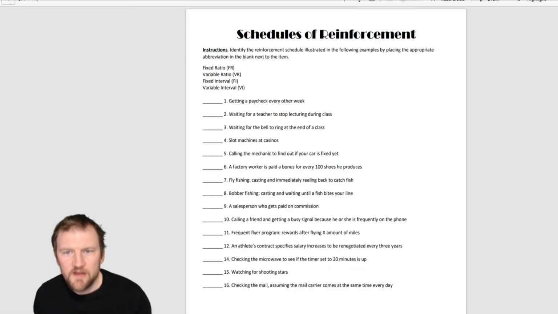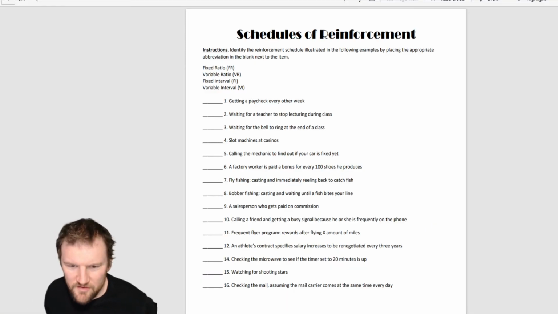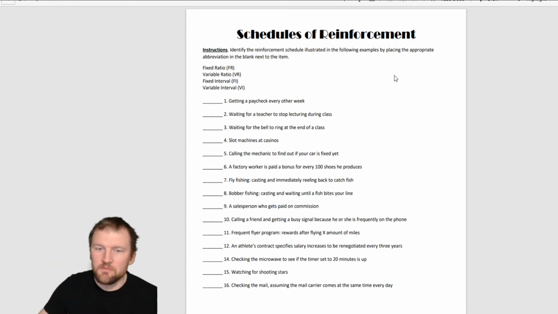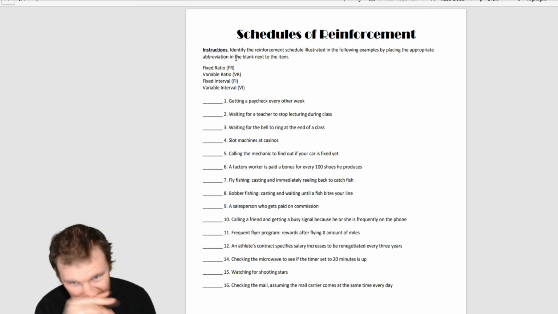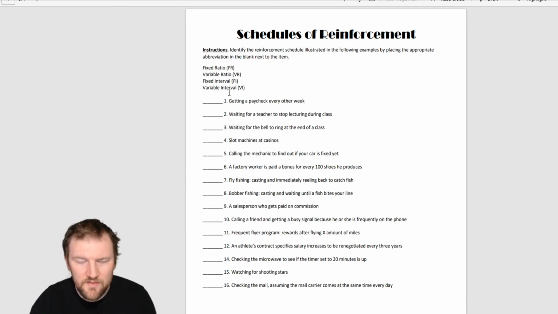And similar to the other 2 days, we are also going to do a worksheet which does all this. Well, let's go over a few of these like last time, and we'll do a few together, and then you can do the rest on your own. Similar to last time, there are 2 letters you write on each of these blanks. Your first letter will either be F or V for fixed or variable. Your second letter will either be R or I for ratio or interval.